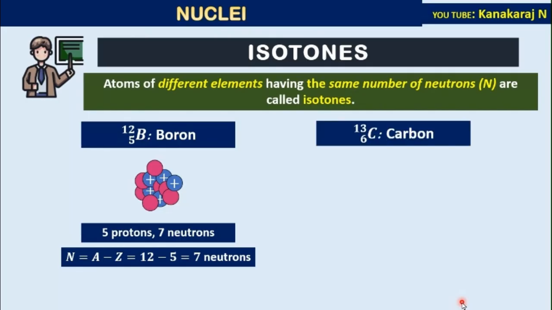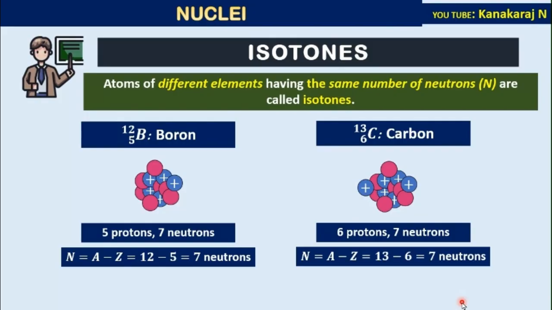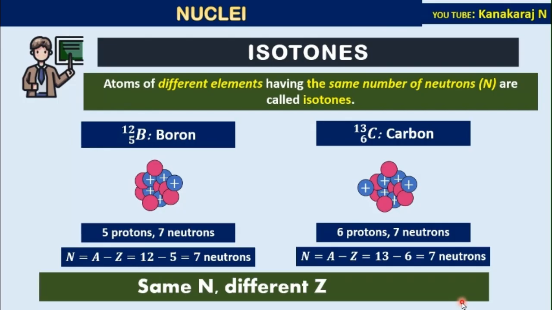Let's go for another example, carbon-13. Here there are 6 protons, and 13 minus 6, that is 7 neutrons. Number of protons, 6. Number of neutrons, 7. So, 6 protons and 7 neutrons. Let's work out the number of neutrons: N equals A minus Z, that is 13 minus 6 equals 7 neutrons. So both elements have the same number of neutrons, same N, but different Z and A.